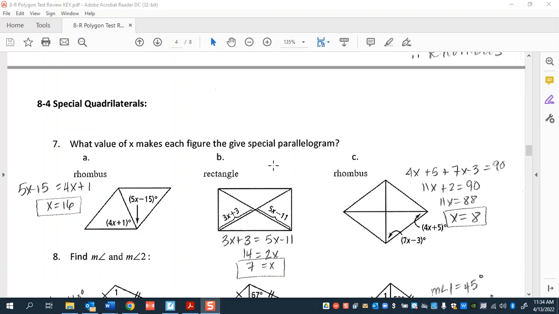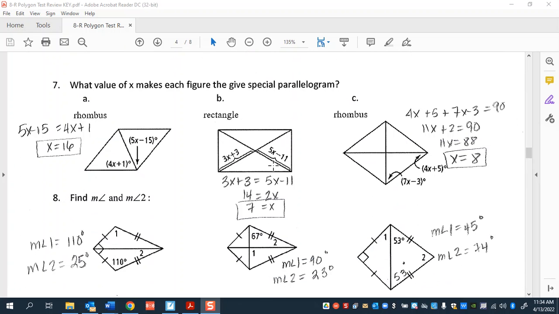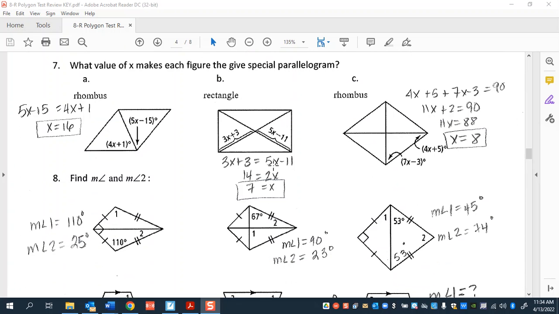So I believe, is that where your key ends or does it keep going? Special parallelogram. Check your answers with mine.